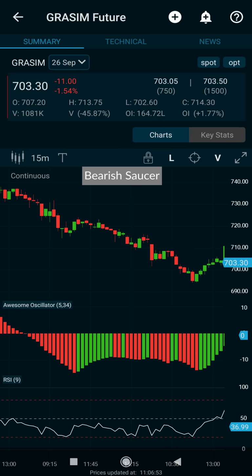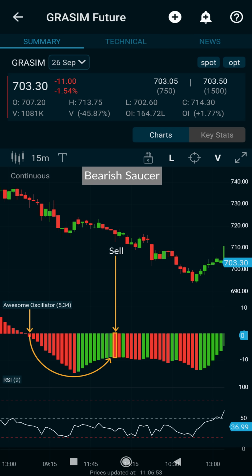For a short setup, the awesome oscillator is below zero. There are 2 consecutive green histograms. The second green histogram is shorter than the first, and the third histogram is red. And the trader shorts the 4th candlestick on the open.